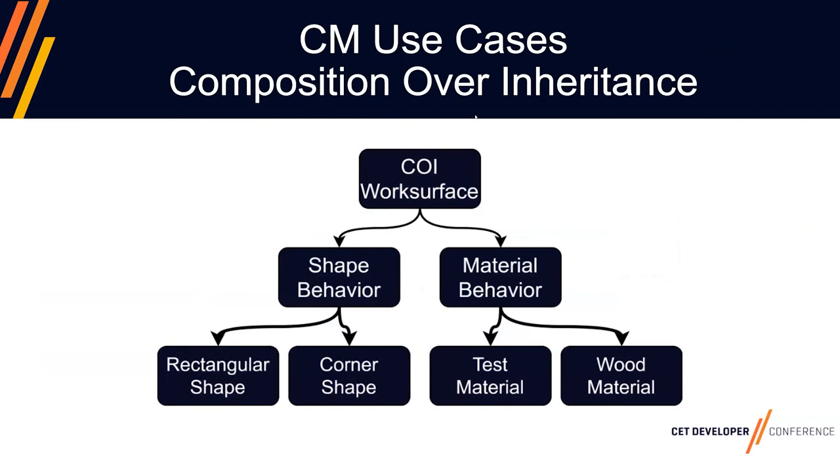So what are some use cases for this? The main one we're going to be talking about today is a composition over inheritance based work surface, for example. We could have a work surface that can change its shape and its set of materials based on the behaviors that it is built up with. Instead of having to extend multiple classes to create a rectangular or a corner surface with test materials and wood materials, you would be able to have a single work surface that can be all of these entirely based on the behaviors that it is composed of.